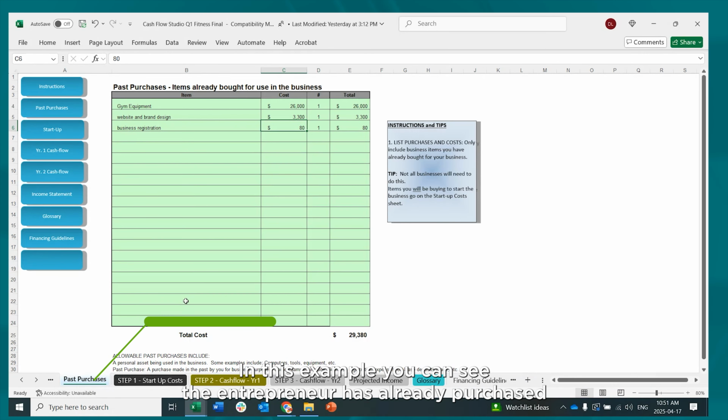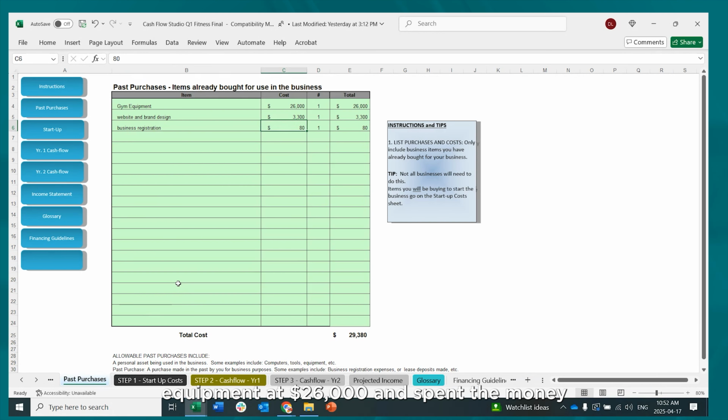In this example, you can see the entrepreneur has already purchased equipment at $26,000 and spent the money on website and branding and registration. The numbers refer to the number of those items. Sometimes you buy multiple of those items. This past purchases tab will automatically add all the amounts you input. In this case, the amount is over $29,000 and exceeds the 10%, so they are not obligated to pay any more money into the business.